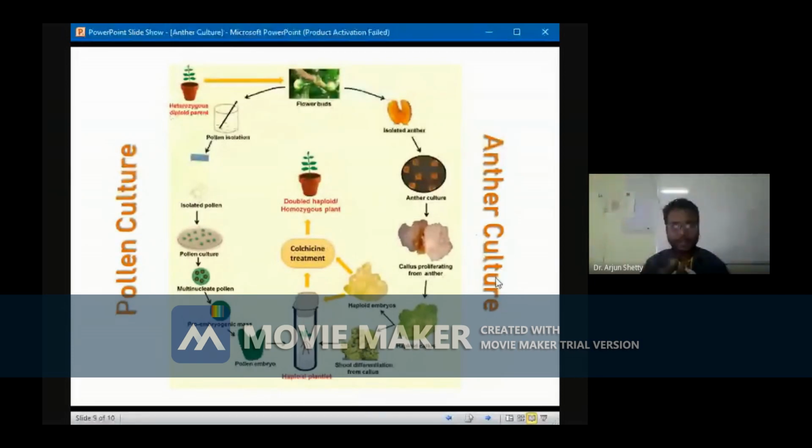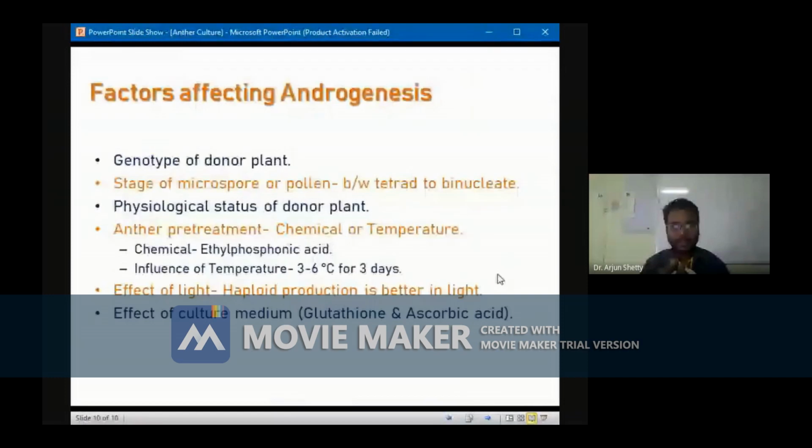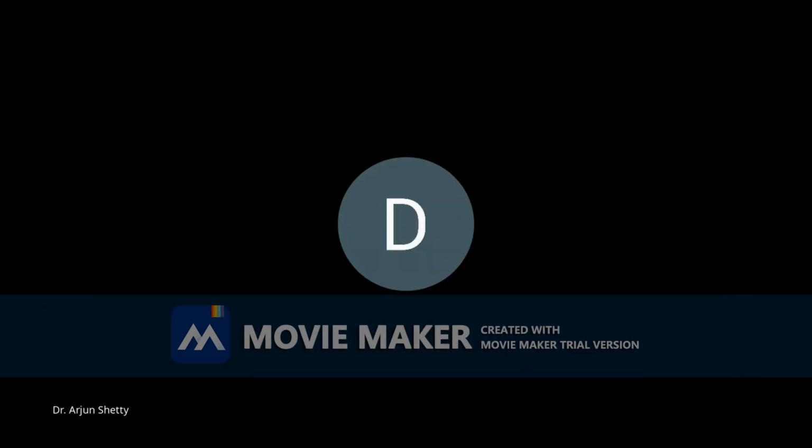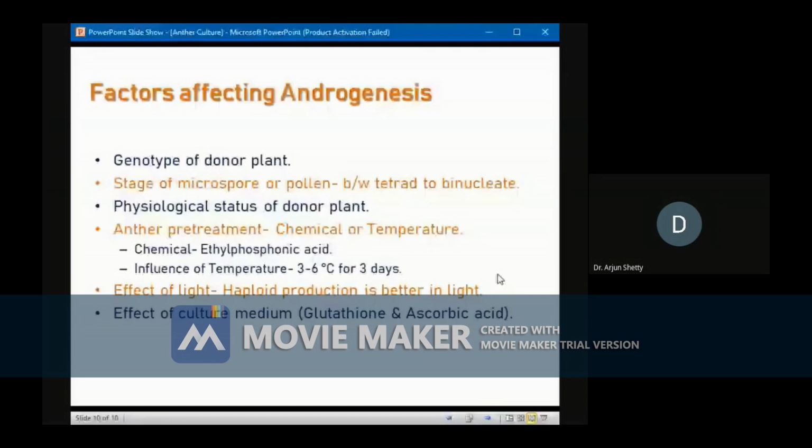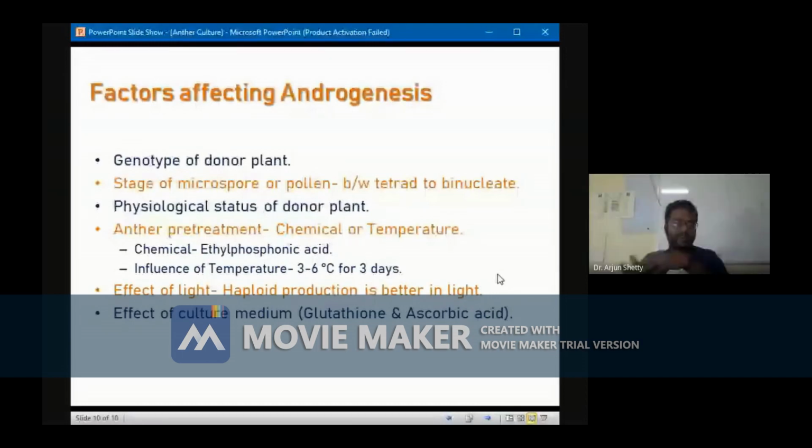Now, we are at the last bit of the anther culture. Now coming to the factors which are responsible for, or which can affect, androgenesis. It may be with regard to the anther culture or the pollen culture. In general, what are the factors which can affect androgenesis when you perform both the anther culture or the pollen culture?